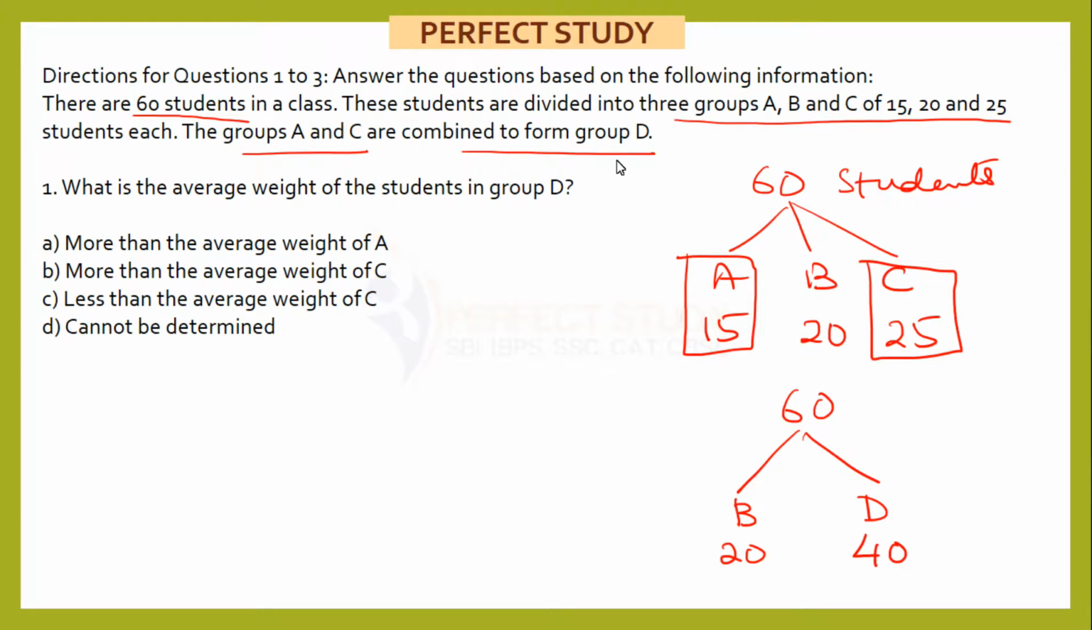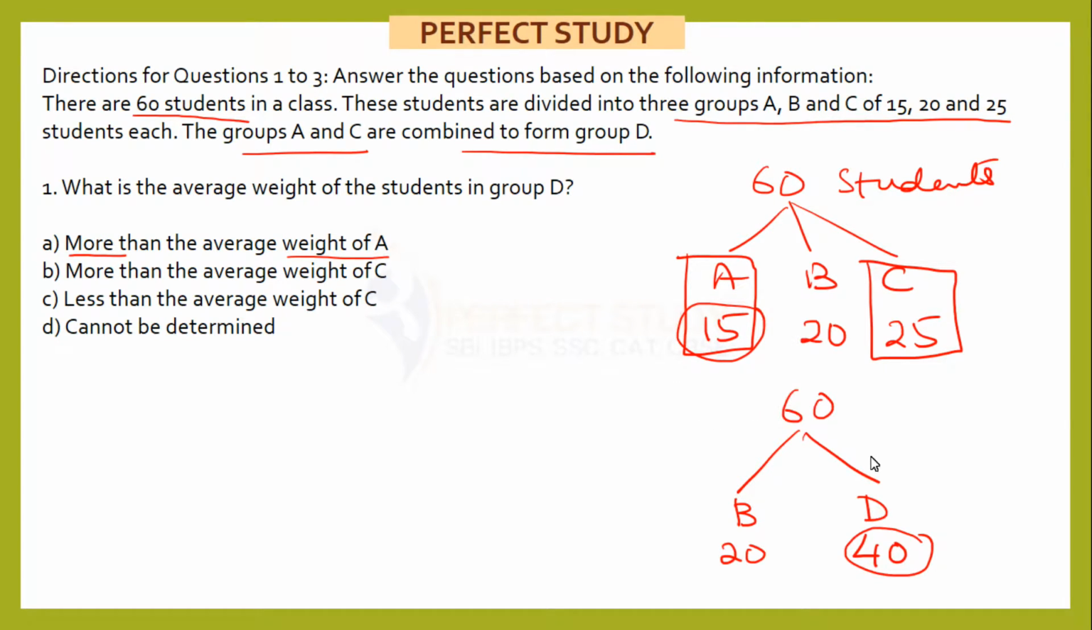Now if you notice, the original question does not talk at all about weight. The question is giving us data only about the number of students, and we want the average weight of students in Group D. Let's see the options. Option A, more than the average weight of A. Now Group D has got 40 students and A has got 15 students. Does that mean the average weight of Group D students should also be more or less than the average weight of 15 students? Not necessary.